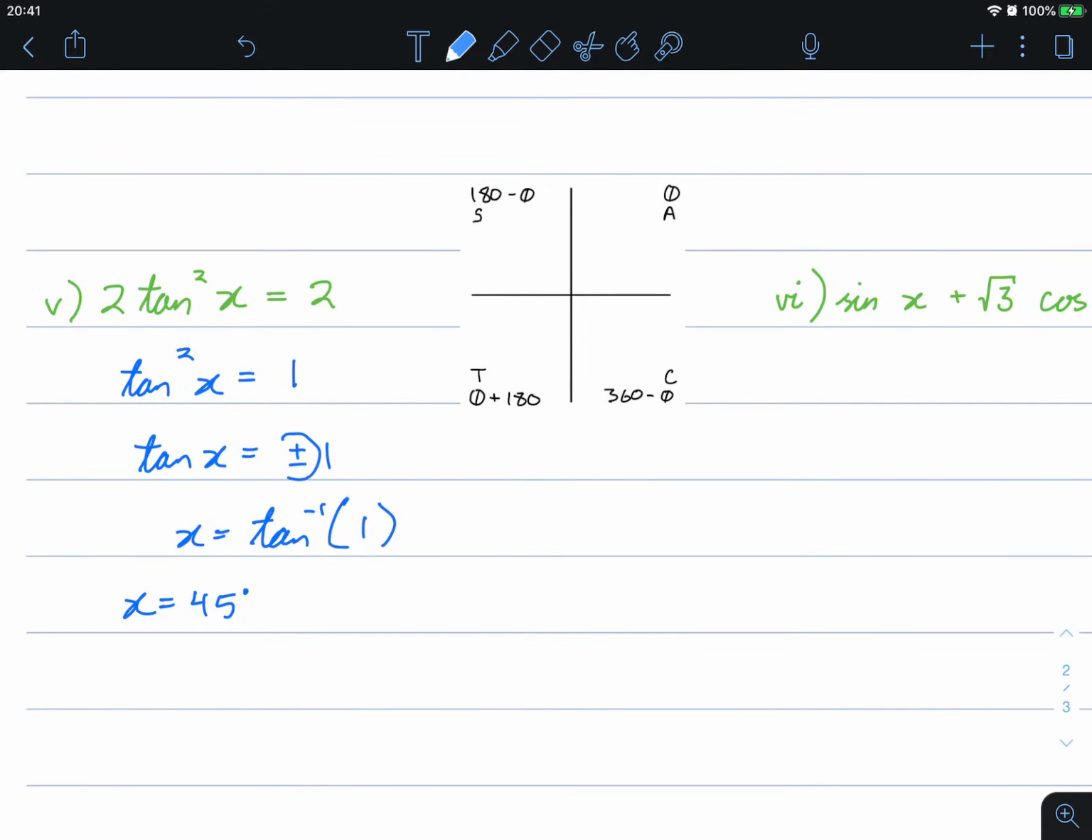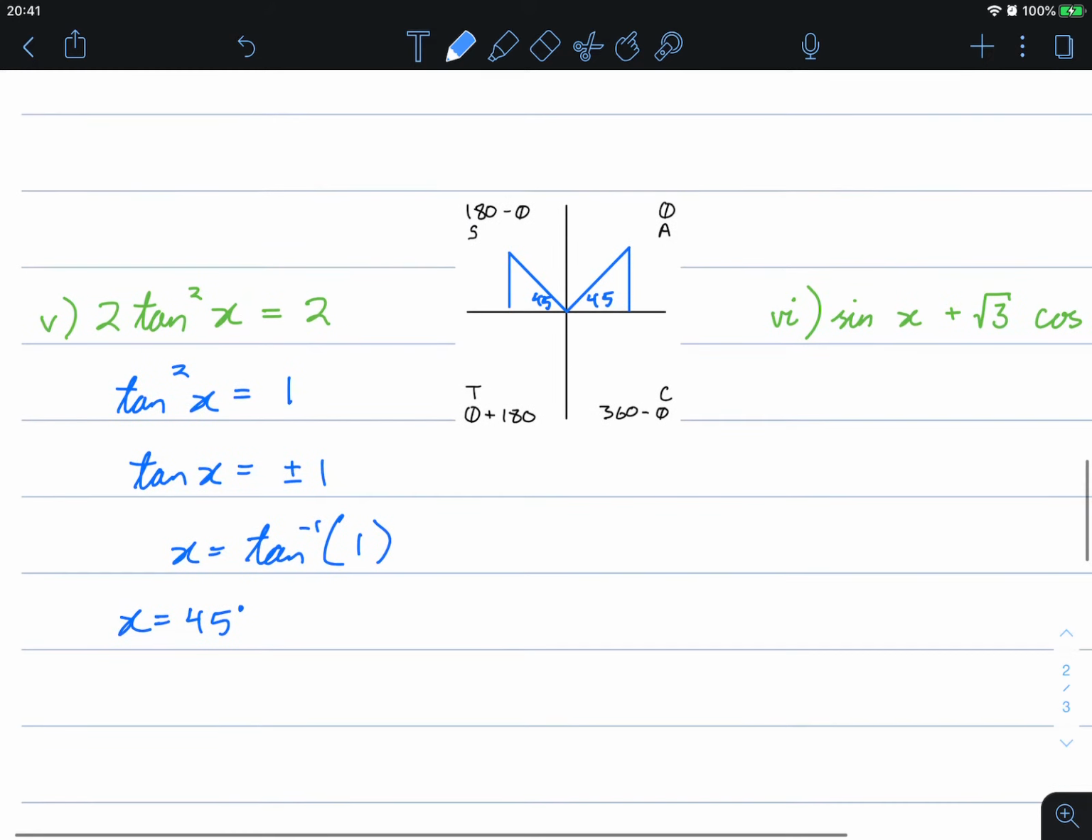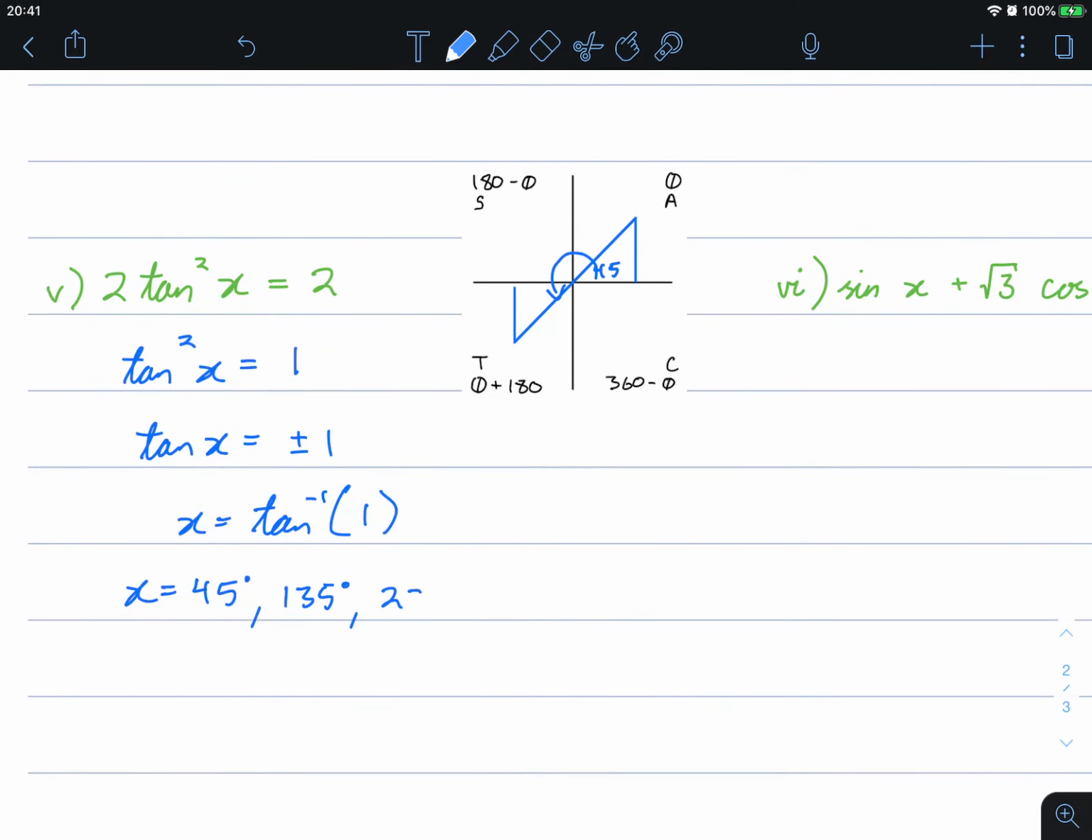But now take a look, because it's plus or minus 1, we want this triangle, because that's positive 1 for tan. We want this angle of 45, because that's negative 1 for tan, because remember, sine is positive in the second quadrant. But we want that angle there, which is 180 minus 45, which is 135. We want this angle here, like this. That's going to be 180 plus 45, that's 225.